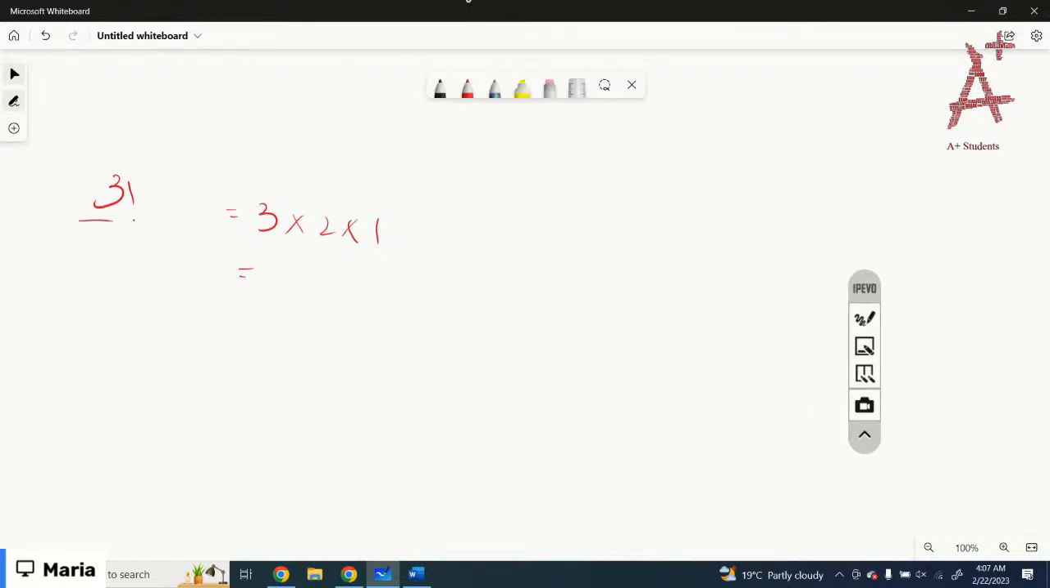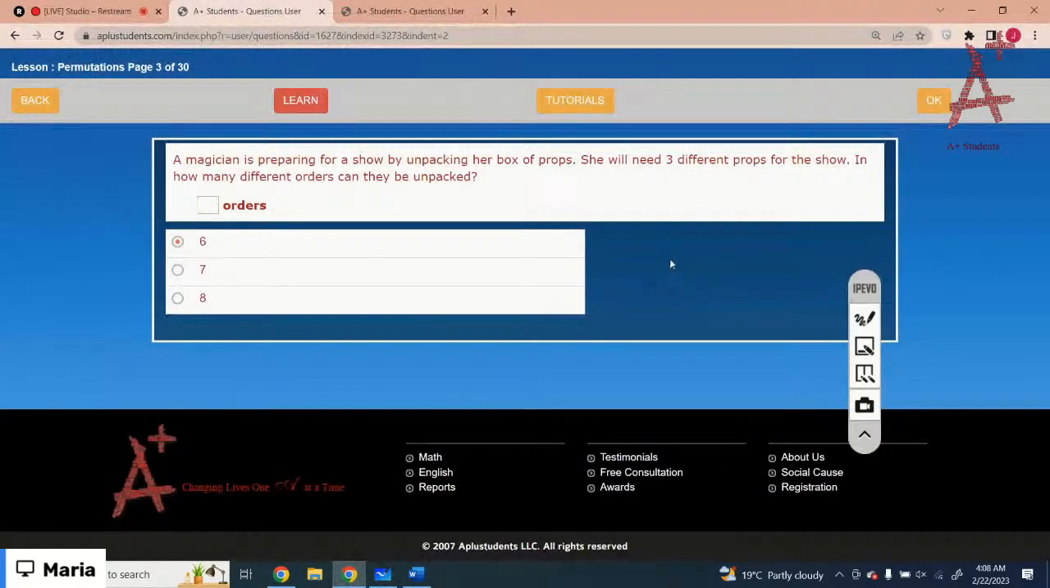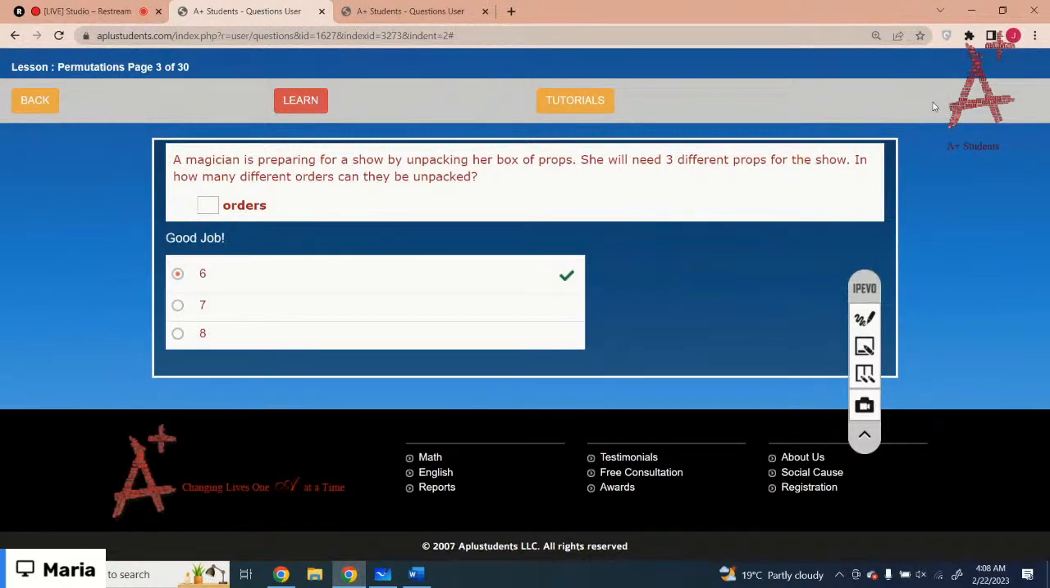So that means she has total 6 ways. Got it? So 3 times 2 is 6. So that means she has total 6 ways. So just select the correct option, then click on the OK button.